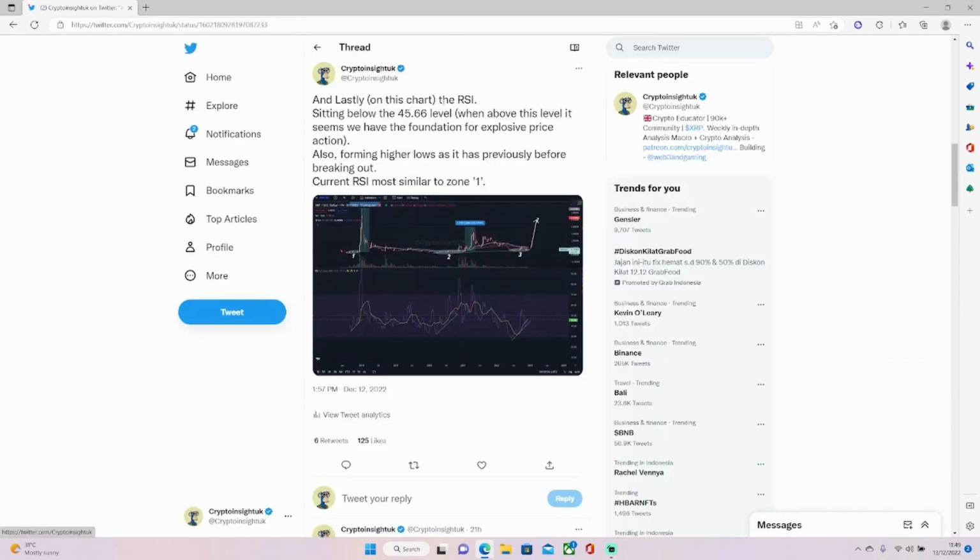And lastly, on this chart, the RSI, sitting below the 45.66 level. When it's above this level, it seems we have the foundation for explosive price action, also forming higher lows than it has previously before breaking out. Currently, the RSI is most similar to Zone 1.